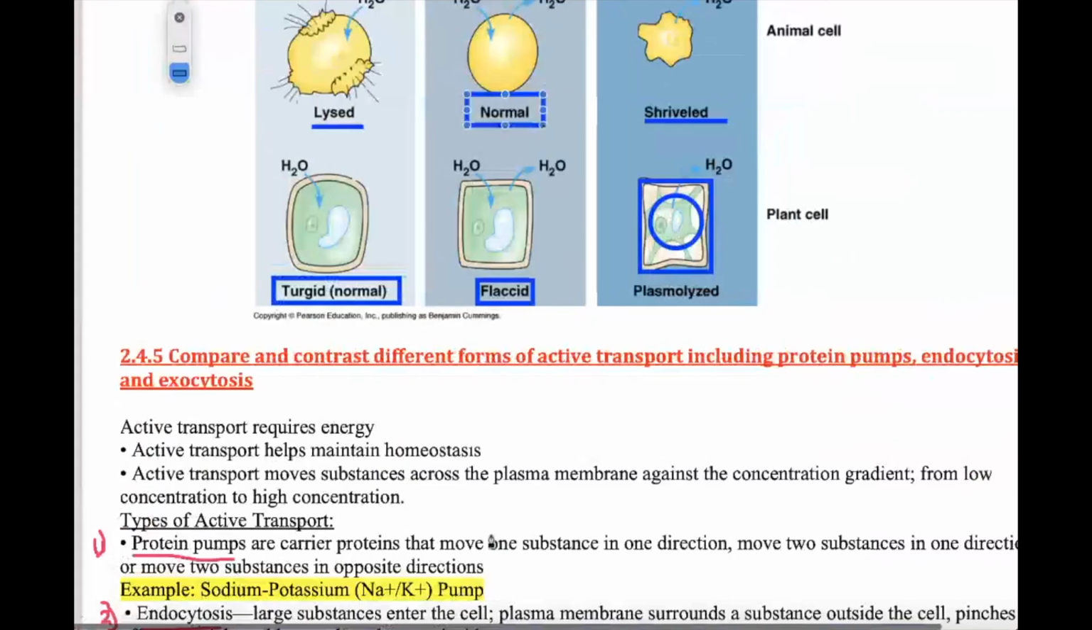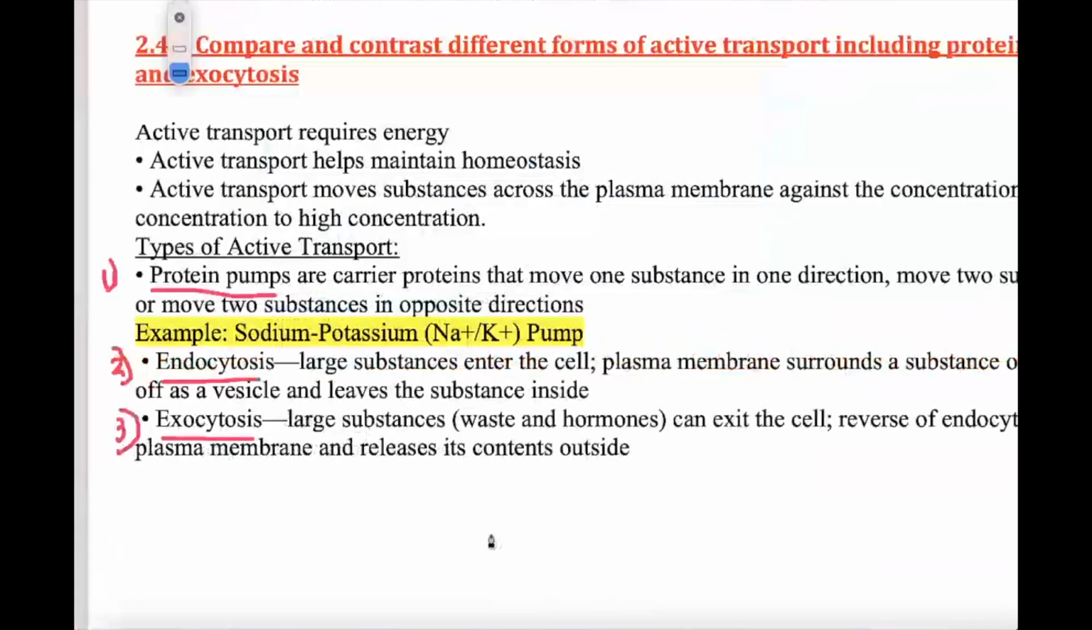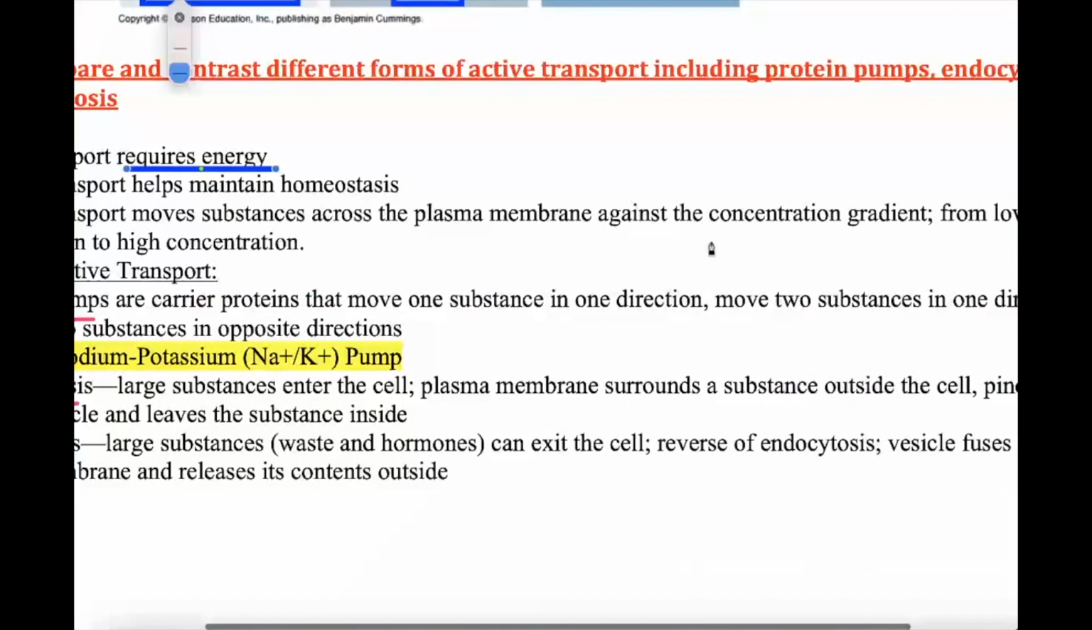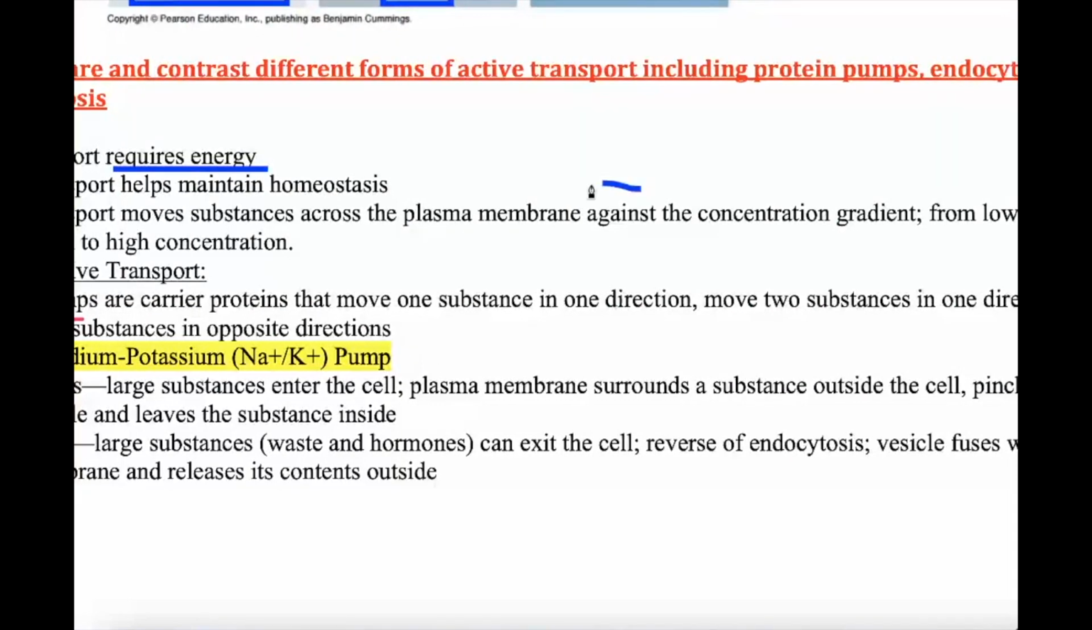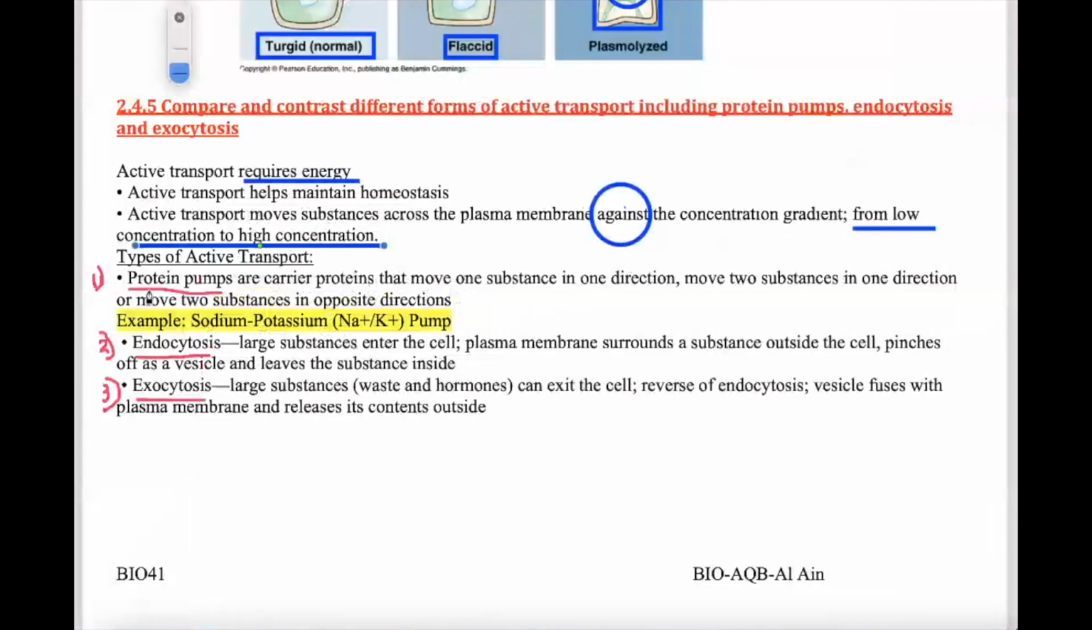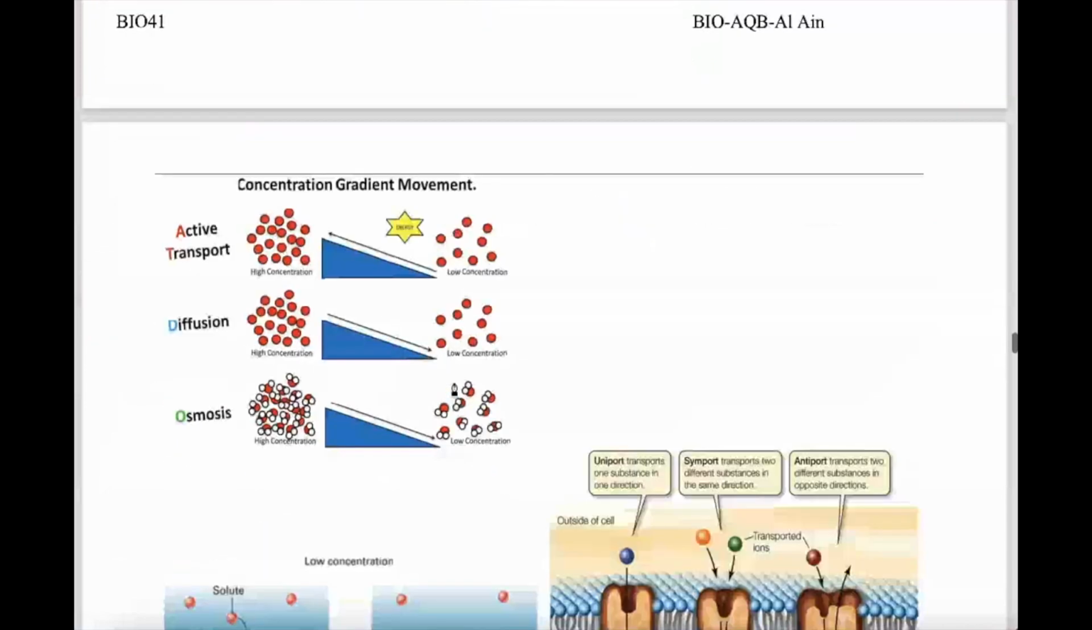Now the last part of the topic, which is active transport, we discussed it already. It needs energy and it goes against the concentration gradient. It means from low to high concentration. It can be with the help of the protein pump, it can be endocytosis, or it can be exocytosis. And endocytosis is when large molecules move into the cell.